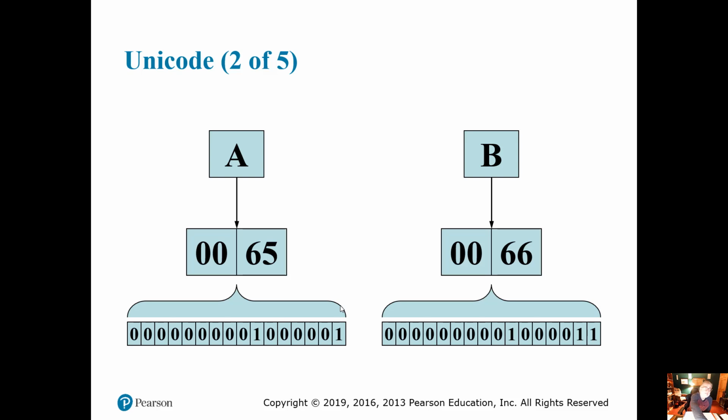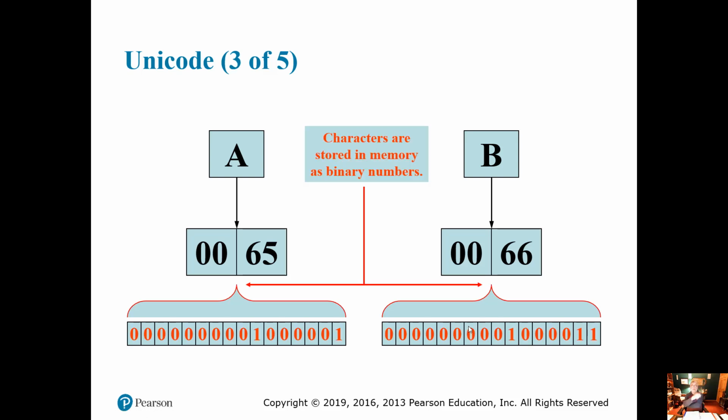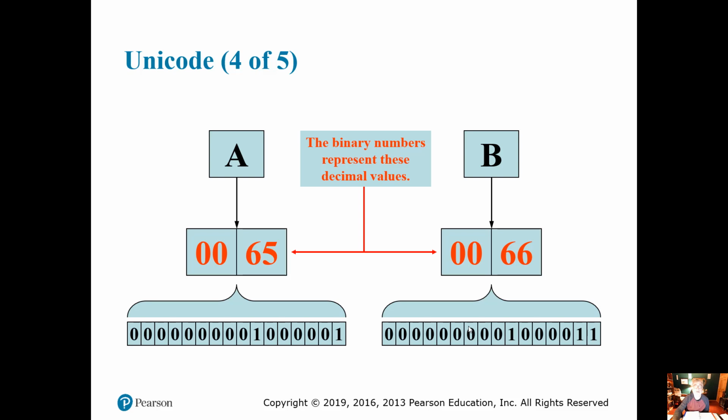We're storing it into 2 bytes, 0, 0, and 65. And if you look here, you can see 1, 0, 0, 0, 0, 0, 1 is 65 in binary. That's what's actually stored in memory. If I did a B, it'd be 1, 0, 0, 0, 0, 1, 0. So characters are stored in memory as binary numbers. So again, a character is a single quote, and I can store it as a binary number. And the decimal values are 65 and 66 in Unicode or ASCII for capital A and capital B.